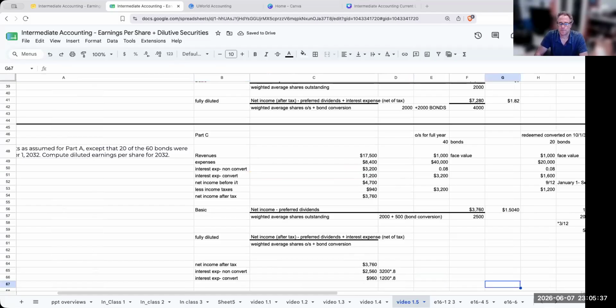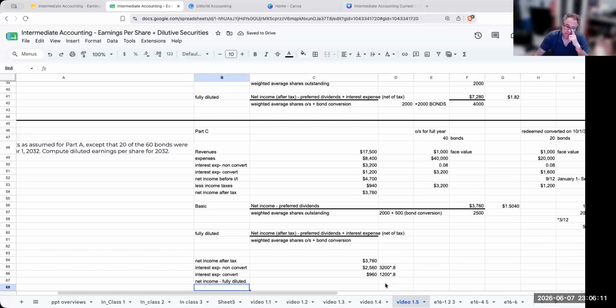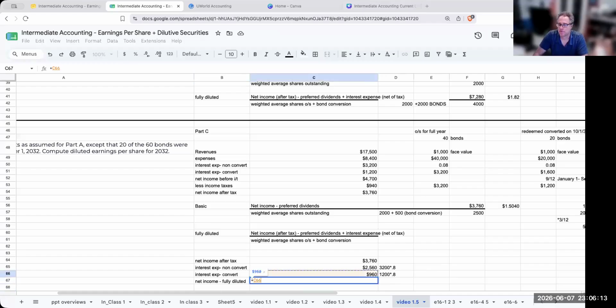So now my net income for fully diluted will now be 7,280, and it's magically coming up to be the same number. Okay. So that means 7,280.